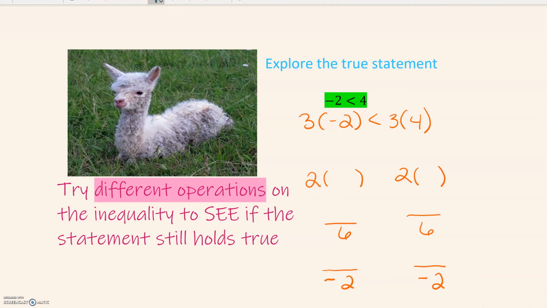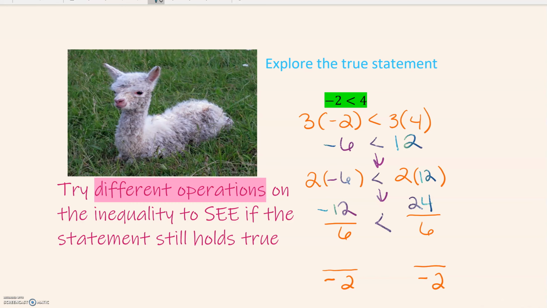3 times -2 is -6. We know that this is less than 3 times 4, which is 12. I'm going to take these and plug them back in here so that the statement is what we're saying. We're going to say 2 times -6 now, and we're going to do 2 times 12. So let's continue by putting that symbol where it goes. 2 times -6, a positive times a negative is negative, so I end up with -12. I know that 2 times 12 is 24.